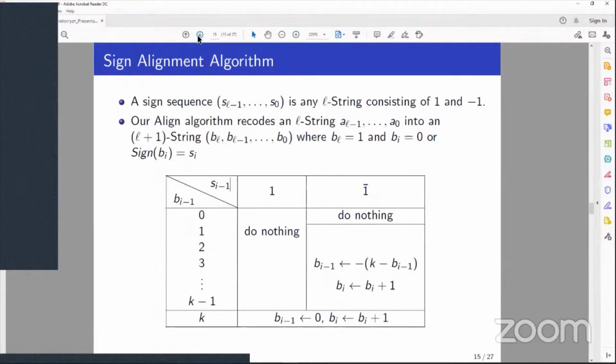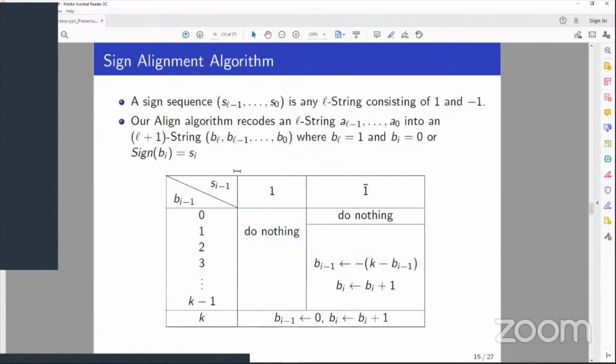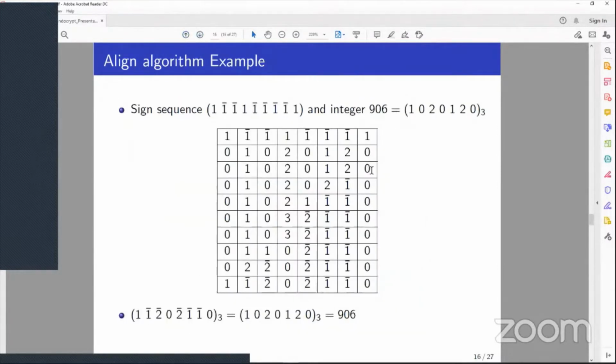For example, suppose we are given this sign sequence 1, -1, -1, and so on, and this scalar to be recoded. It follows the table given in the previous slide. The sign is 1 and the entry is 0, so we go back to the table: when the sign is 1 and the entry is 0, we do nothing. That's why it remains unchanged.